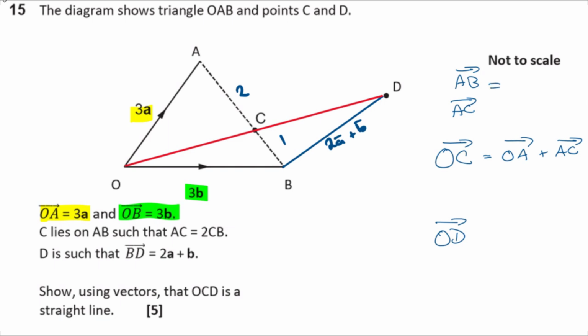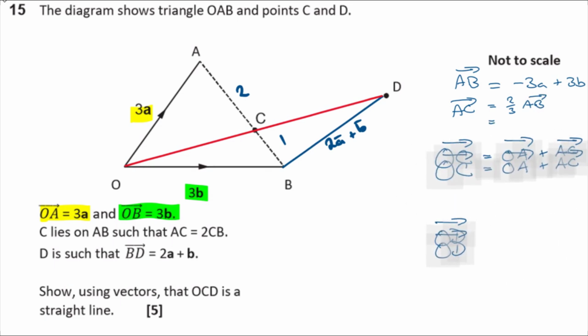So A to B, if I'm starting at A, going to B, I'm going to go along there and along there then, aren't I? Okay, so that's minus 3A plus 3B. So A to B is minus 3A plus 3B. A to C, well, we were given the ratio of these two. A to C was 2 and C to B is 1, which basically means that A to C is 2/3 of the length of A to B. So A to C is going to be 2/3 of A to B.